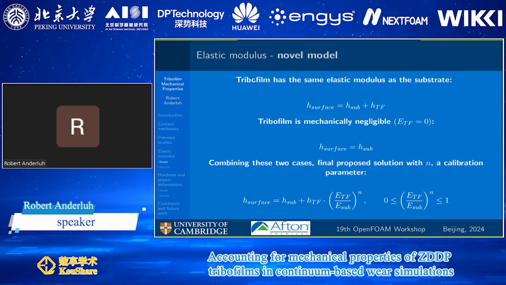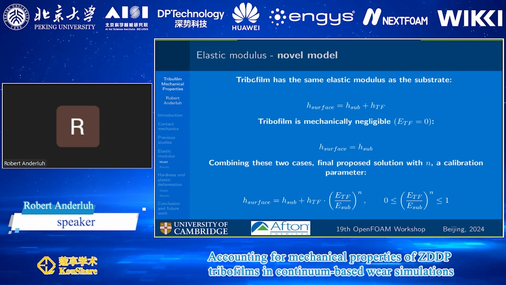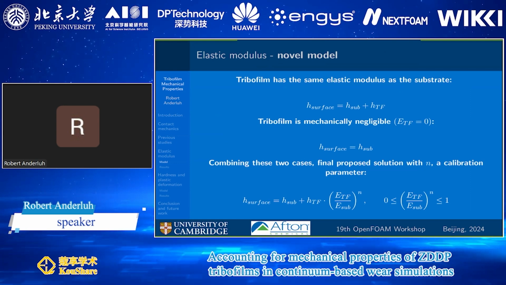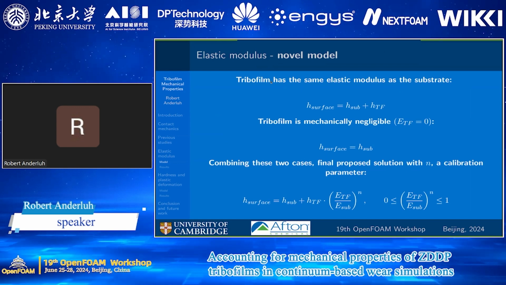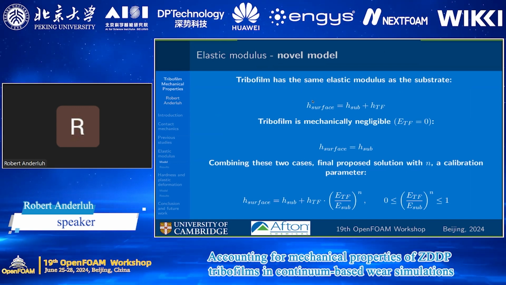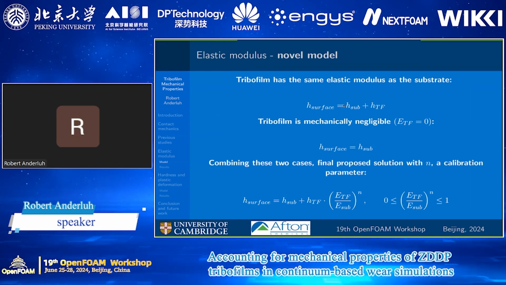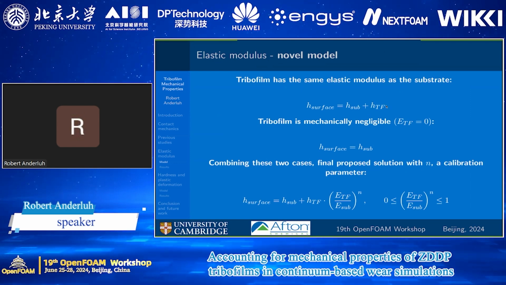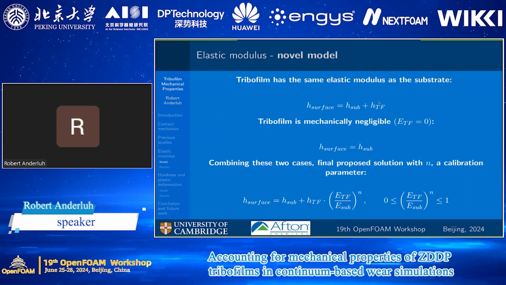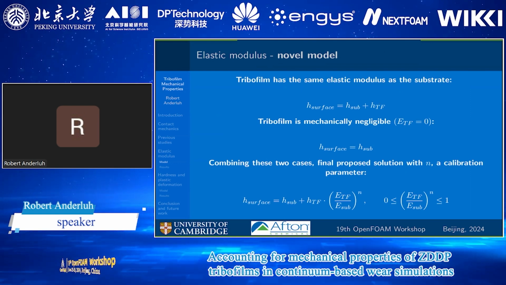So to give you maybe a better explanation of this, let's consider three scenarios. One is, what if the tribofilm had the same elastic modulus as the substrate? We can simply say, okay, the surface is the substrate level. So these are basically surface levels plus the tribofilm level. And if we assume that the tribofilm has the same elasticity, we just plug in the elasticity of steel and we're good to go.